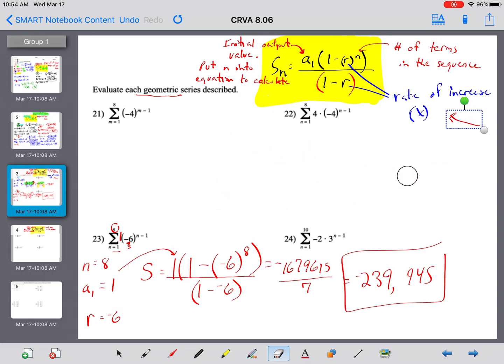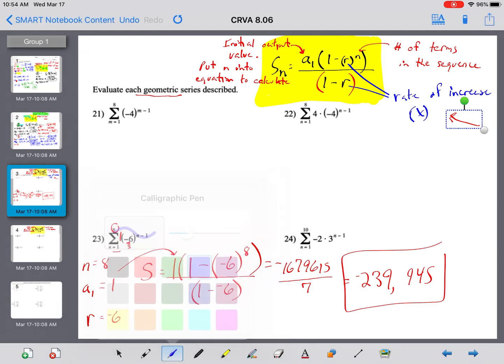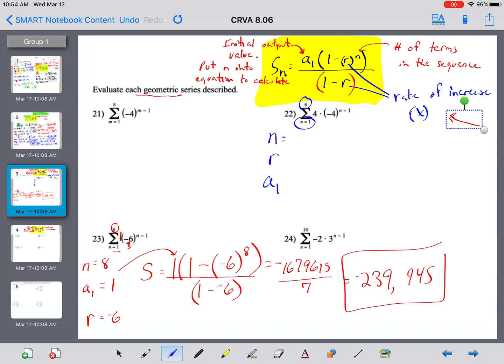What's nice about these is while the geometric series is harder to see the pattern per se, you don't have to calculate as much initially until you're ready to go to the big formula. You just need these 3 things: the number of terms in this sequence, the rate, and the initial value. So the number of terms in this sequence, we're going from 1 to 8, which is 8. The rate is the base.